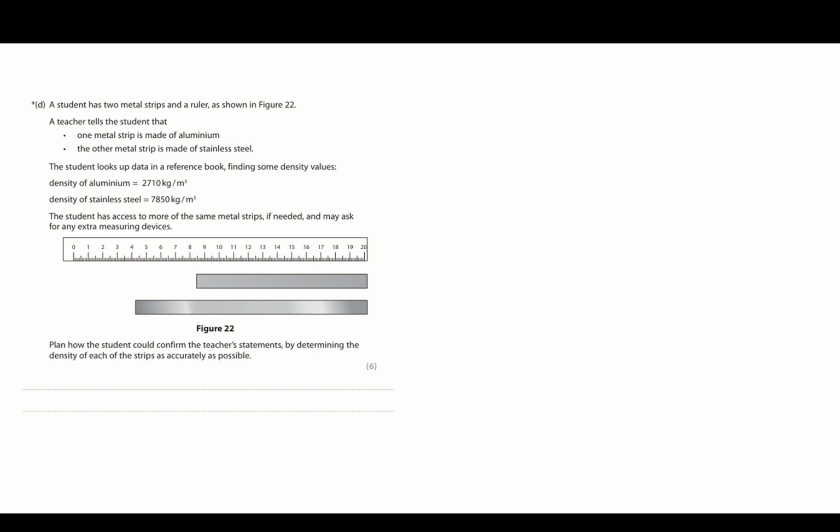And then a really nice 6 marker. So a student's got 2 metal strips, that's these here, and a ruler, that's clearly that thing there. A teacher tells the student one's made of aluminium, one's made of stainless steel. So we know one of these is aluminium, we know one of these is steel. I'll put iron because steel is an alloy of iron and carbon. And then it says we can use a reference book to find out if it's that material. So it says plan how the student could confirm the teacher's statement by determining the density of each strip.